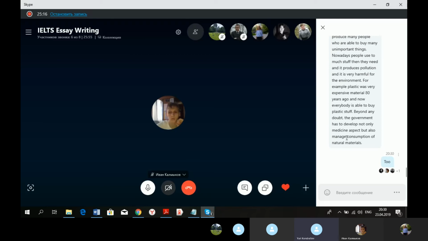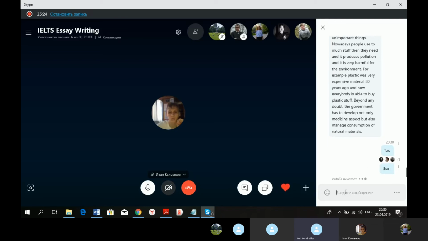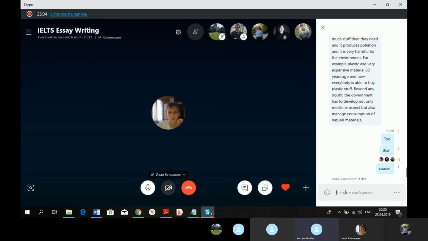Then they need an then, also spelling THAN. Okay. And it produces pollution, or I would say it causes pollution. It's better. It causes pollution and it is very harmful for the environment, but it's the same. For example, comma, plastic was a very expensive material 80 years ago, maybe approximately 80 years ago would sound better. And now everybody is able to buy plastic stuff. Stuff is a very spoken word.